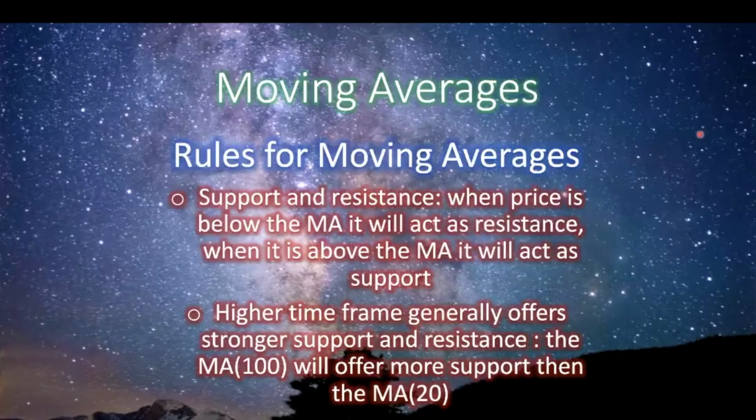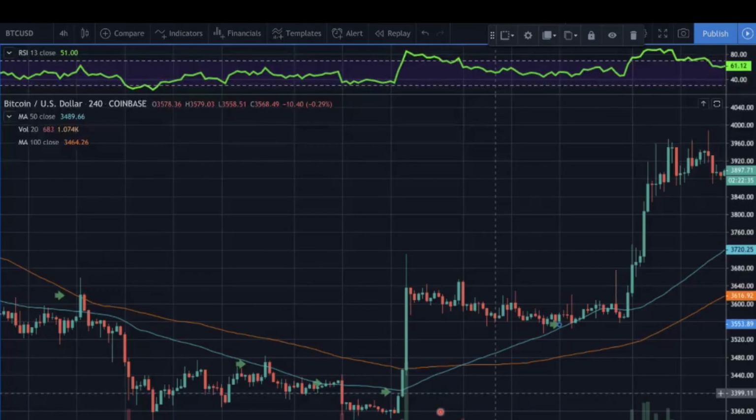Also, the higher time frame generally offers stronger support and resistance, meaning the 100-day moving average will offer more support than the 20-day moving average. Some examples. Here we see the Bitcoin USD chart on the 240-minute, meaning each candle is 4 hours. The blue line is the 50 moving average, and the orange line is the 100 moving average. We see here as price tried to move above the 100 moving average, it was rejected. Now it was rejected here, acting as resistance to the 50.